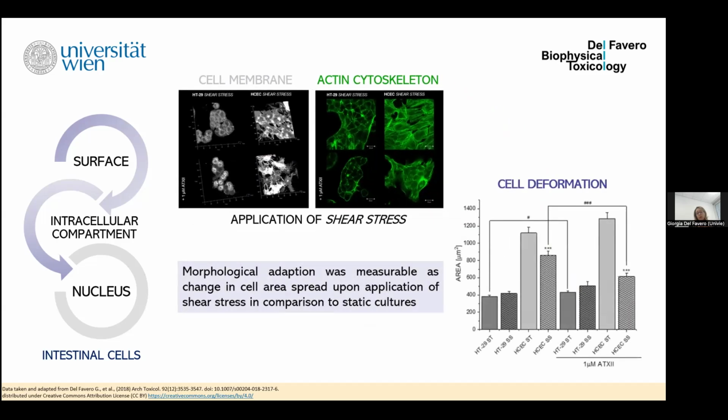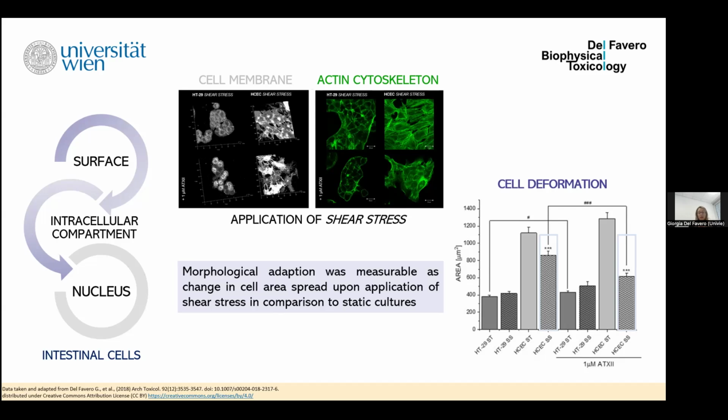This was also measurable as adaptation of the cell spread area, because as you can see here, the cells that were exposed to shear stress naturally became a little bit smaller in control condition. But when they were exposed to shear stress in presence of the toxin, they were folding on themselves, becoming way smaller than the control conditions. So here we can see that the effects on the cell deformation were measured.